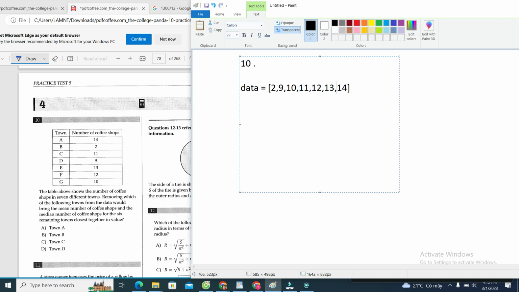I'm also going to note the town name accordingly. So number 2 corresponds to town B. Number 9 corresponds to town D. 10 is G. 11 is C. 12 is F. 13 is E. And 14 is A. So A, B, C, D, E, F, G. So it's all correct.